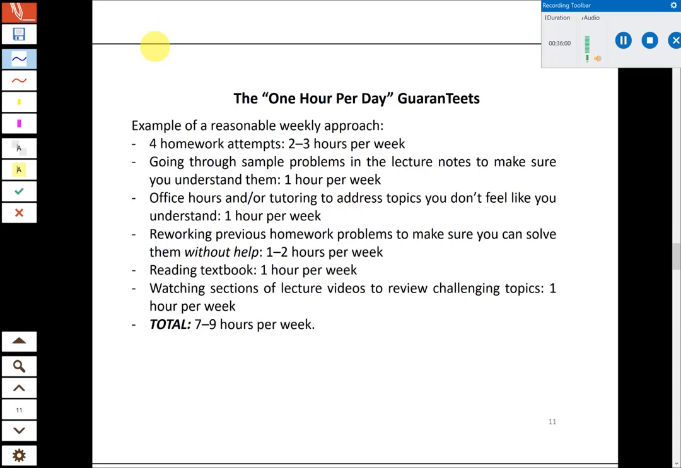And then I also encourage you to go back through the lecture notes and/or the lecture videos for an hour or so per week. So I'll give you a lot of sample problems in lecture notes, and if you can make sure you do those, that's extra practice for you that you're not going to get in the homework.